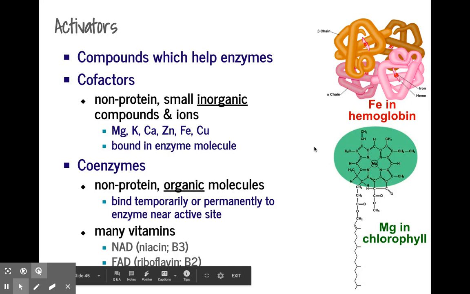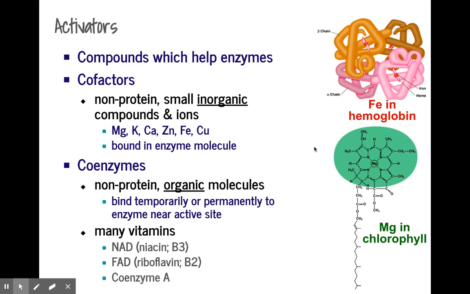Some enzymes also need what are known as activators. And what an activator does is it's a compound that actually helps the enzyme to function. Hence the term activate. There's two different types of activators that we're going to talk about. The first ones are known as cofactors, and the second ones are known as coenzymes.